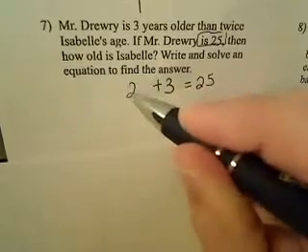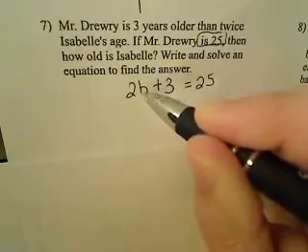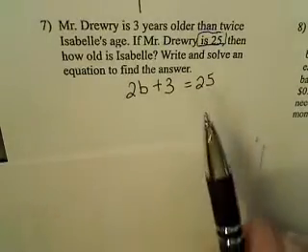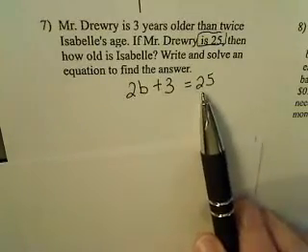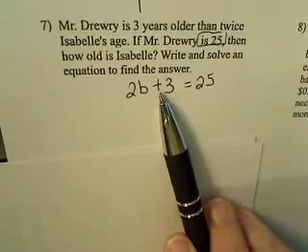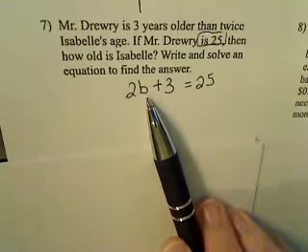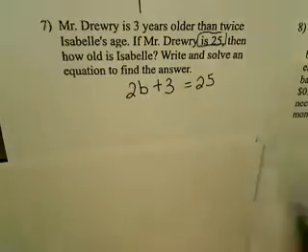Then twice Isabella's age, so 2, and I'm going to make Isabella a B. So you can see now, Mr. Drury's 25. He's 3 years older than twice Isabella's age. So now let's solve and see how old Isabella is.